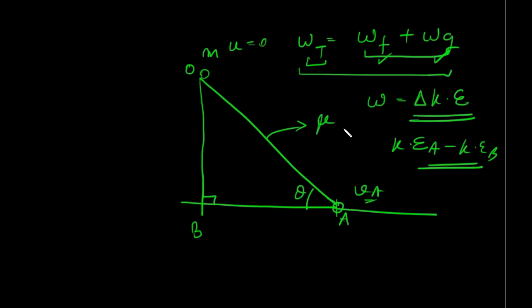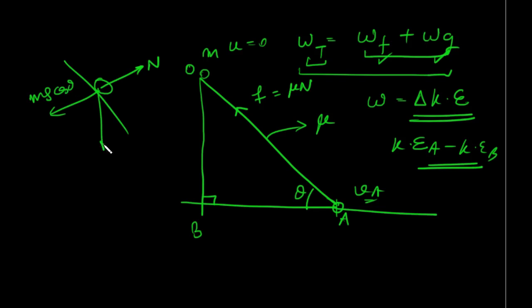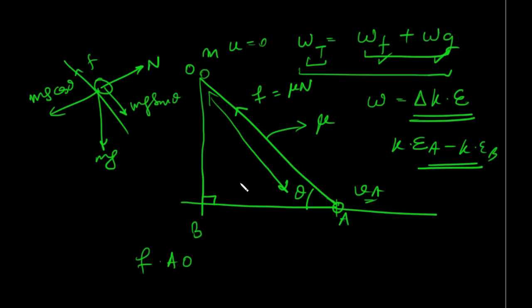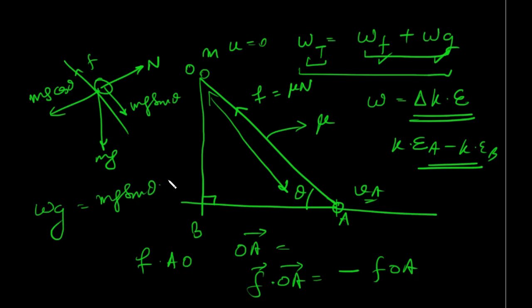So what is the work done by friction? Since friction is applied here, F will be equal to mu into N, and N was perpendicular to the surface, which was equal to mg cos theta. This was mg and this was mg sin theta, right? And this was the frictional force. So work done by friction would be F into AO, this distance. Alright. And this will be negative because displacement is OA. So F dot OA will be the work done by friction force. And since these are anti-parallel, this would be equal to minus F OA. Alright. And work done by gravity would be equal to mg sin theta times OA.